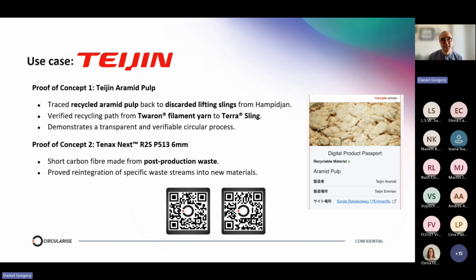And then we've also done use cases in construction materials, looking at different pulps from Teijin for the different kinds of fibers that they have, being able to show that it's made from post-production waste and proving the reintegration of that waste into new materials. So there's a lot of different ways that these kinds of systems can work.